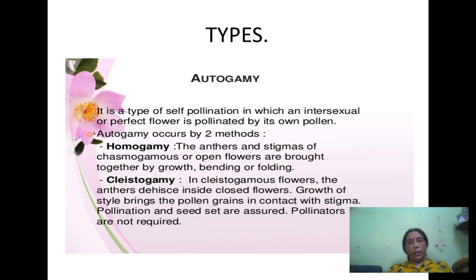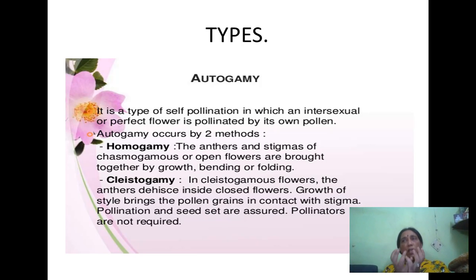What is autogamy? It is a transfer of pollen grains in which an intersexual or perfect flower is pollinated by its own pollens. It occurs by two methods, either homogamy or cleistogamy. In homogamy, the anther and the stigma of chasmogamous or open flowers are brought together by growth, bending or folding. That means when the transfer of pollens takes place from the anther to the stigma of the same flower, that is homogamy.